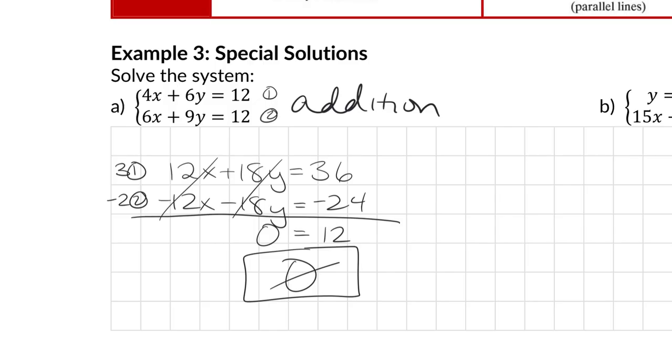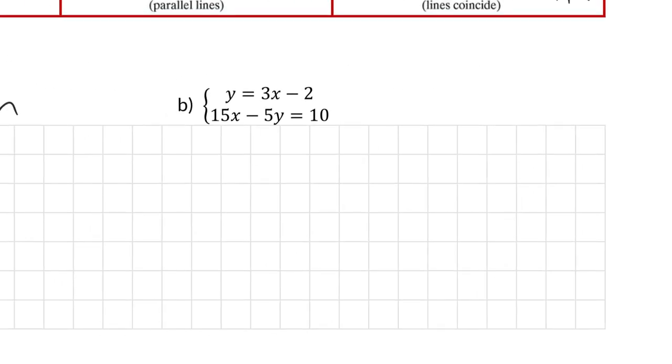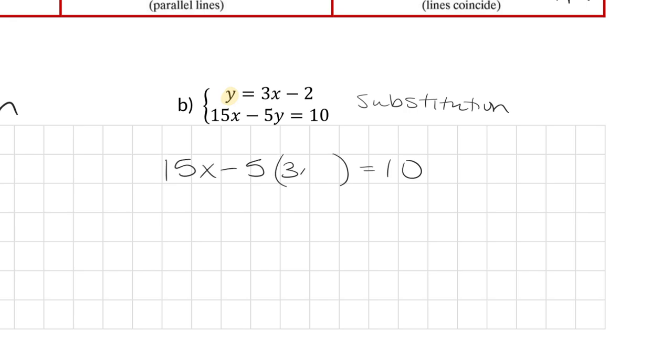If we look at example B, notice in example B that this y value is by itself, and actually it's already solved for y. This is perfectly set up for us to use substitution. So we're going to take 3x minus 2 and plug it into the second equation for y. So this would become 15x minus 5 times that value for y, which is 3x minus 2. Now I have one equation and it only has one type of variable. One equation, one variable I can solve.